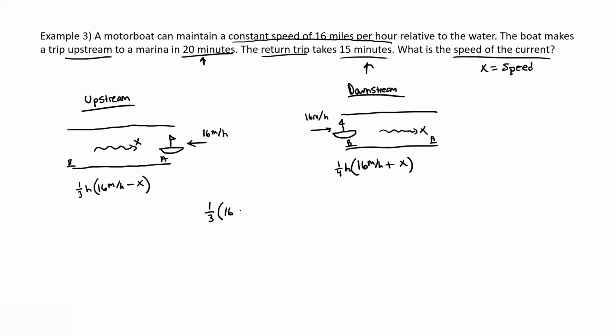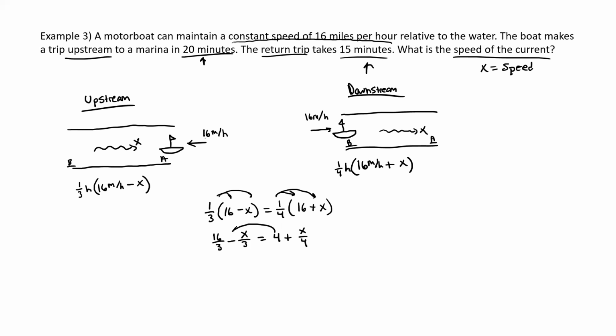So that'll be 16 minus x equals 1/4 times 16 plus x. Okay, so now this is a linear equation. We can solve this very easily with the methods we used in the first video. So I am personally going to just multiply through each of these little 1/4 and 1/3 to the parentheses to simplify it. So that will just be 16 over 3 minus x over 3 equals 4 plus x over 4.